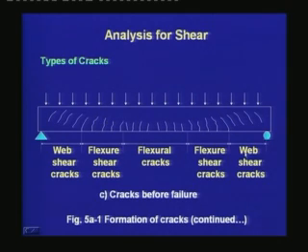This type of crack is a transition between the web shear cracks and the flexural cracks. And near the supports of the beam, we find web shear cracks which generate near the neutral axis of the beam and are inclined to the neutral axis. And these are the three types of cracks that are generated in a long span beam under uniformly distributed load.